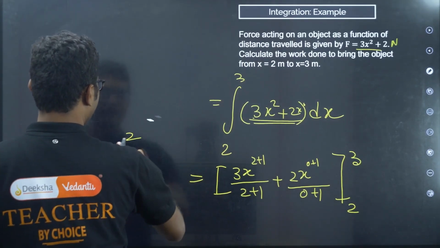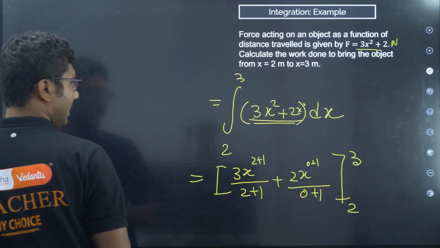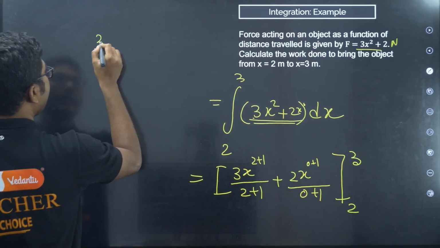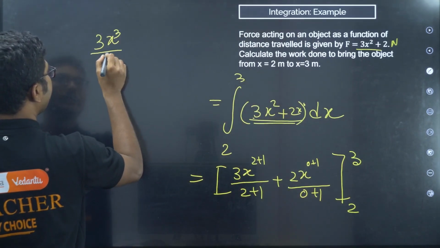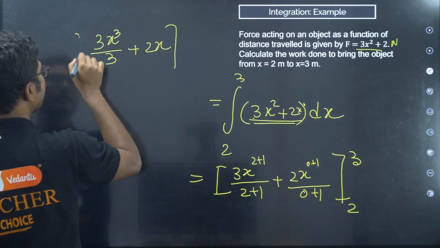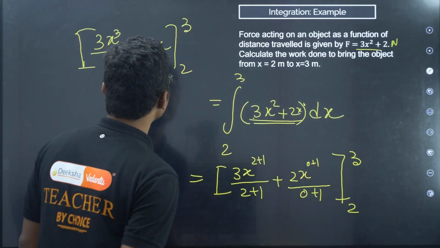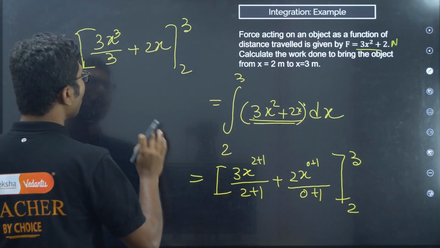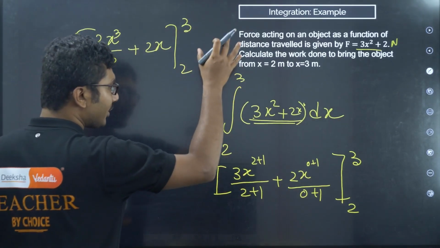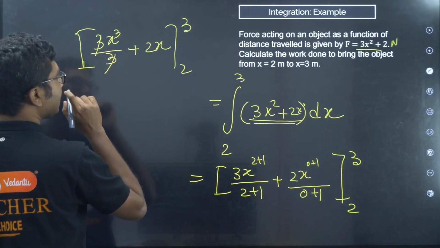Now what will be the value here? The value will be 3x cube by 3 plus 2x. This will come with time. Once you are practicing this kind of problems regularly, you can directly write this. You don't need to do these steps. Okay, I am just doing it for explanation. Once you are practicing, you can directly write these things.